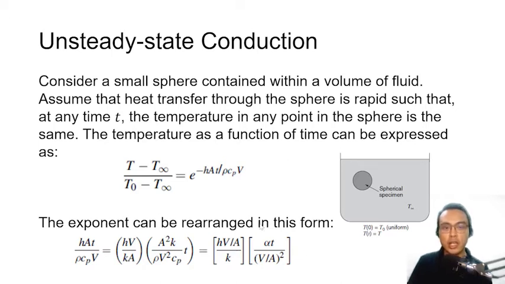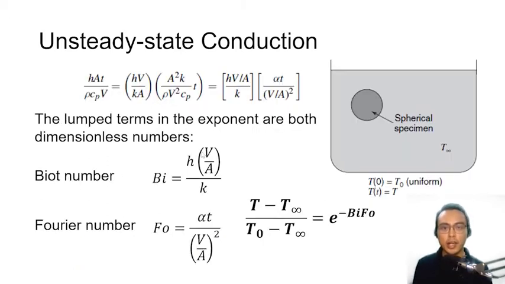Now we have rearranged the exponent into this form because each of these factors has its own significance in unsteady state heat transfer. The first one, h(V/A)/k, is called the Biot number. And the second one, alpha t over the quantity (V/A) squared, is called the Fourier number. That means that if we multiply the Biot number and the Fourier number, and that becomes the exponent of e, then we have what we call the temperature profile of the body under unsteady conditions. You know that this transfer is unsteady because we have time as one of the variables of our temperature profile, meaning that the temperature is varying with respect to time.